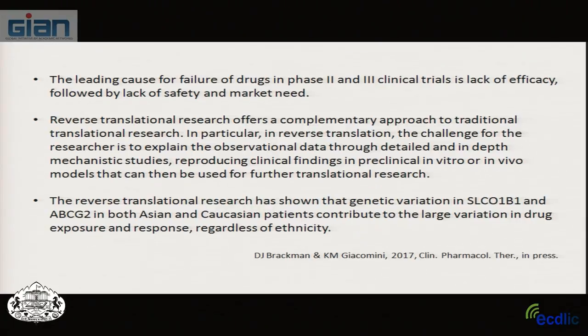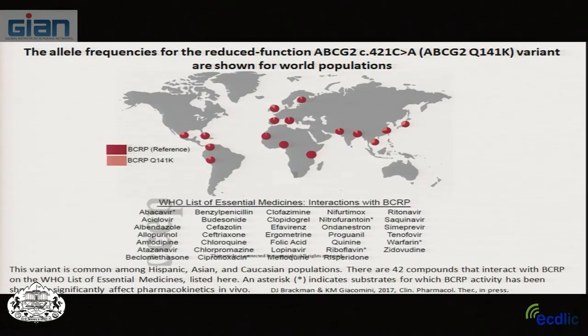So this lady, Kathleen Giacomini, is one of the leading pharmacogenomic researchers at University of California in San Francisco. And Uma will give you the PDF of this paper. You can look at the details. Interestingly, what they did is they looked at this Q141K mutation of ABCG2 throughout the world population. As you can see, these circles have light pink regions, and depending on the percentage of the Q141K, that pie of the circle changes. It's more here, less here.